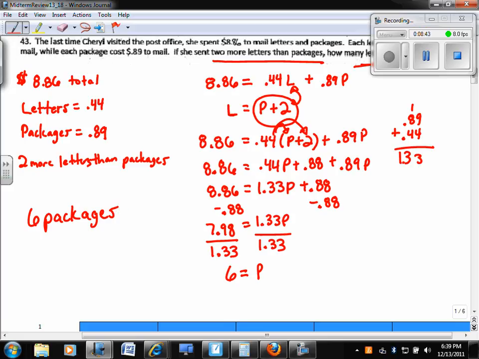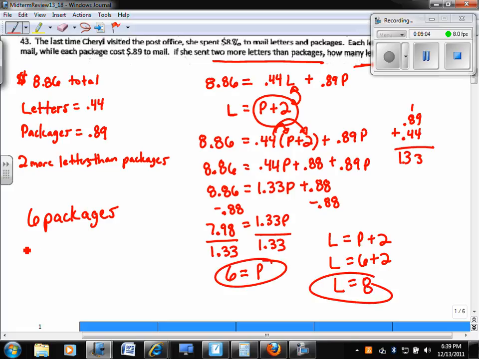But the problem asks us how many letters. So we need to solve for the number of letters. So we're just going to go back up to our original equations, and we have L is equal to P plus 2. L is equal to, well, P is 6, so 6 plus 2 is how many letters we have. 6 plus 2 is 8, so she has 6 packages and 8 letters.